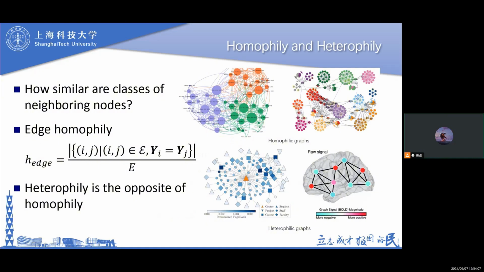Previous research has referred to graphs with edge homophily above 0.7 as homophilic graphs and those below 0.7 as heterophilic graphs. We list some examples of homophilic and heterophilic graphs here. The top left is a social network, and the top right is a plotting function of networks. The bottom left is a hyperlink graph, and the bottom right is the brain graph, which are heterophilic.